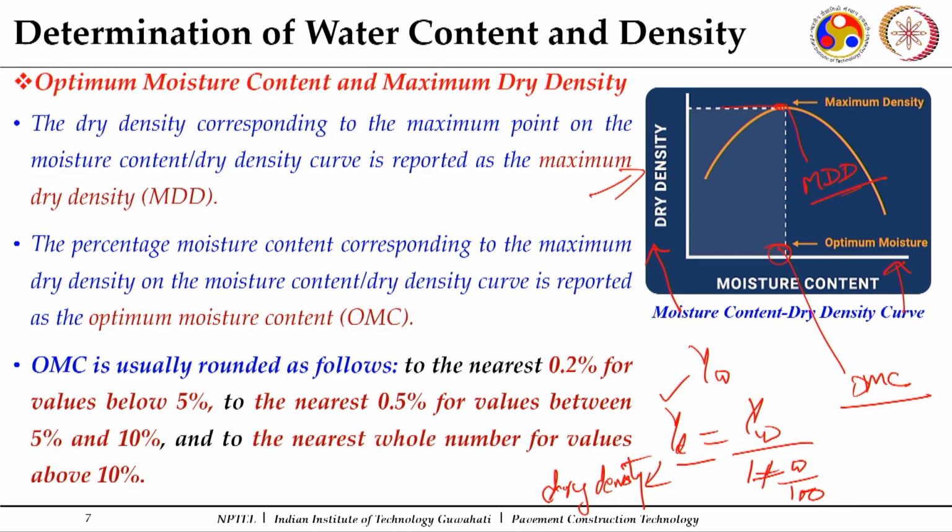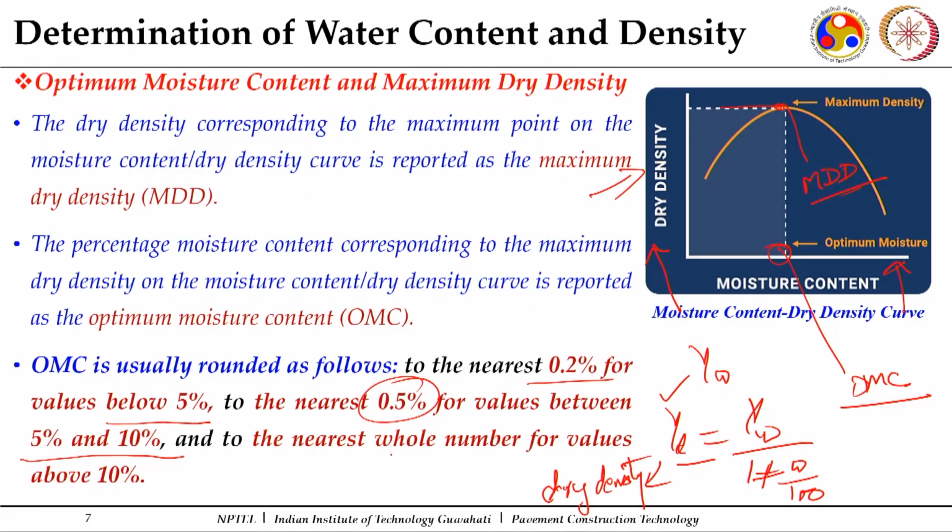So, this is important. Now, while reporting this value, it is always suggested that if your moisture content is less than 5%, you can round off the value to 0.2%, and if your OMC is between 5 and 10%, you can round off to 0.5%, because this plays a major role, as the amount of soil which is to be compacted is very large in quantity. So, even the decimal places play an important role, and if the water content is above 10%, it can be rounded off to the nearest whole number.